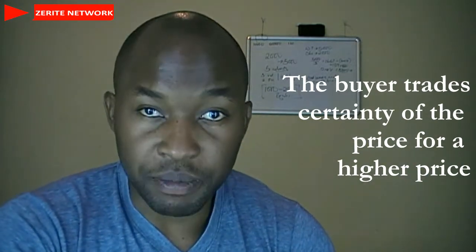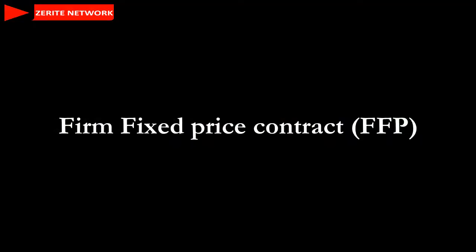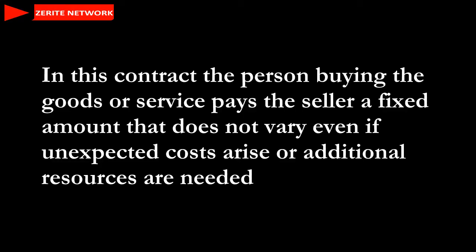because you're trying to sort of pad the price to safeguard yourself against future inevitability. Fixed price contracts can be classified in a number of ways, such as number one, firm fixed price contract. This can also be referred to as fixed price contracts. In this contract, the person buying the goods or services pays the seller a fixed amount that does not vary even if unexpected cost arises or additional resources are needed.